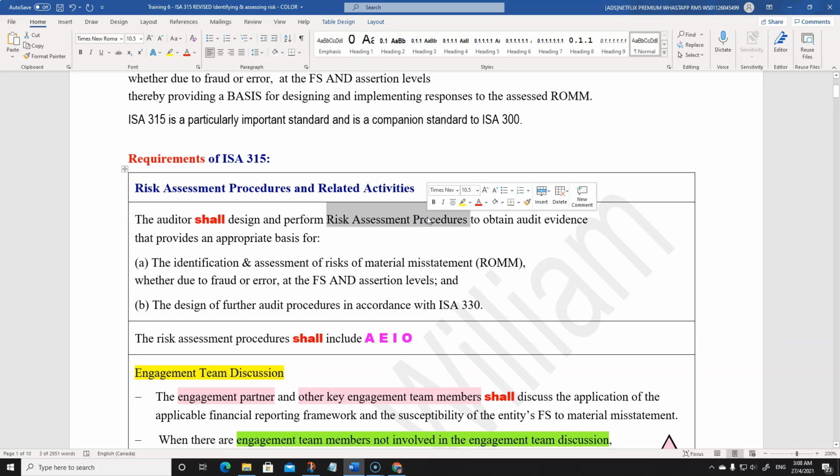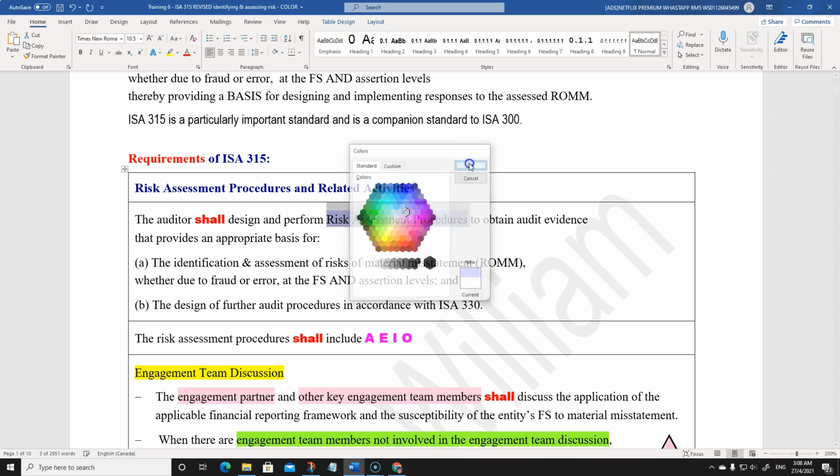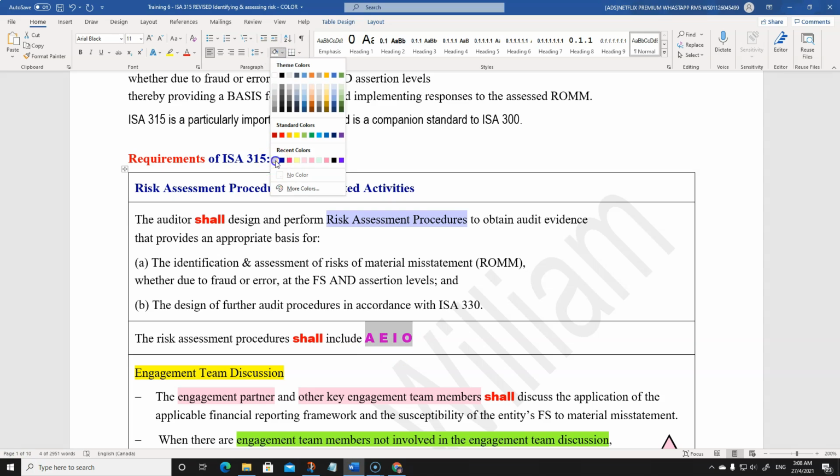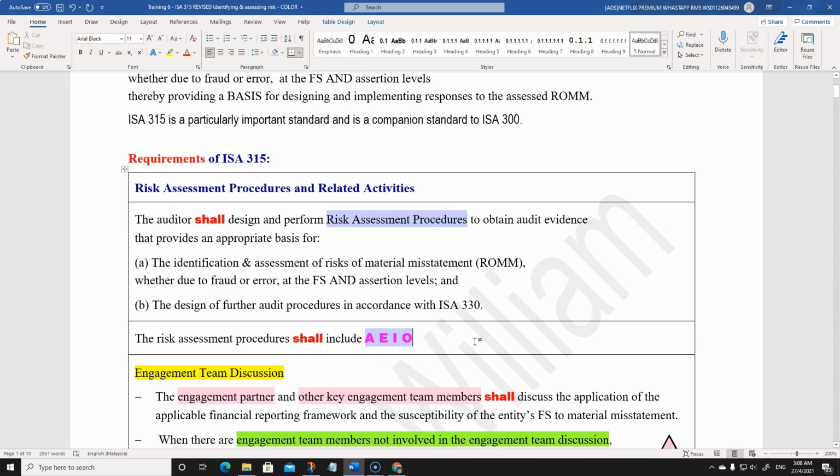Risk assessment procedures. Why do we need to carry out risk assessment procedures? The reason is because we want to make an assessment of risk. So the first part here, it says carry out these procedures. What do these procedures include? Risk assessment procedures will include these four procedures. I've got an acronym here called AEIO. So that stands for Analytical Procedures, Inquiry, Inspection, and Observation. We'll deal with them in a bit.